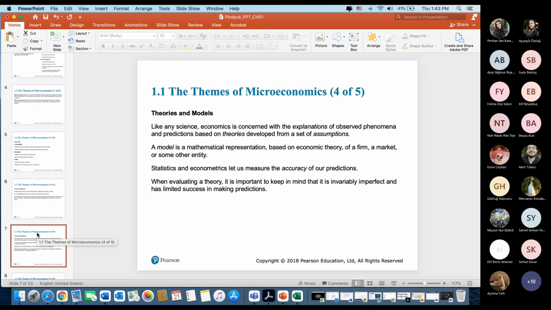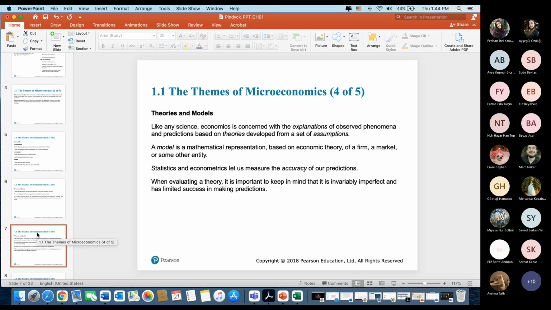Like any science, economics is concerned with the explanation of observed phenomena and predictions based on theories developed from a set of assumptions. Like the theory of consumer behavior, the theory of household consumption, the theory of monopoly, the theory of budget constraints, the theory of demand and supply, the theory of elasticity. These are all theories that were proven in previous years, and we accept them in economics. And we solve questions about these topics easily depending on the equations and the models that were proven before.